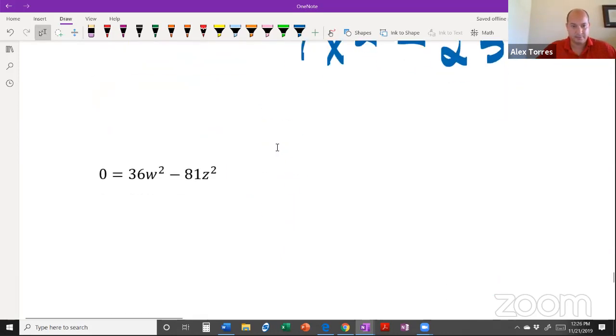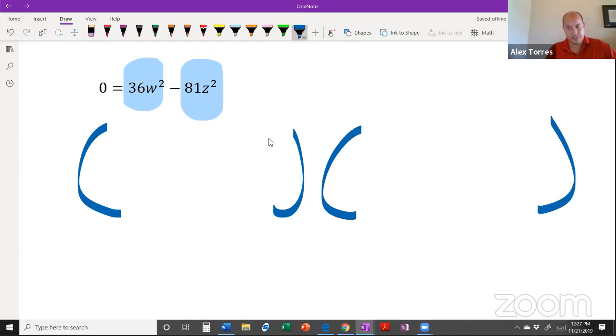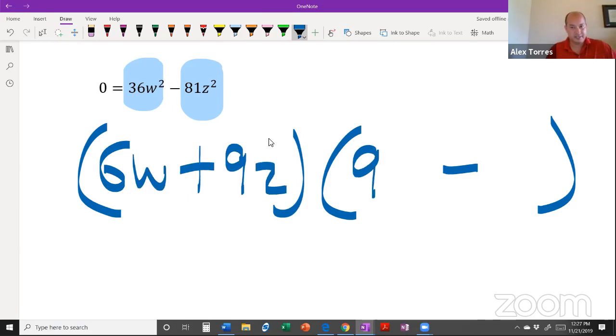Here's another example. 36w squared minus 81z squared. So is this a perfect square? Yeah, because the square root is 6w. Is this a perfect square? Yes, because the square root is 9z. So you can factor it to expressions with a plus and a minus, and on either side, the square root of each piece. 6w plus 9z, 6w minus 9z. And that should have been a 6.